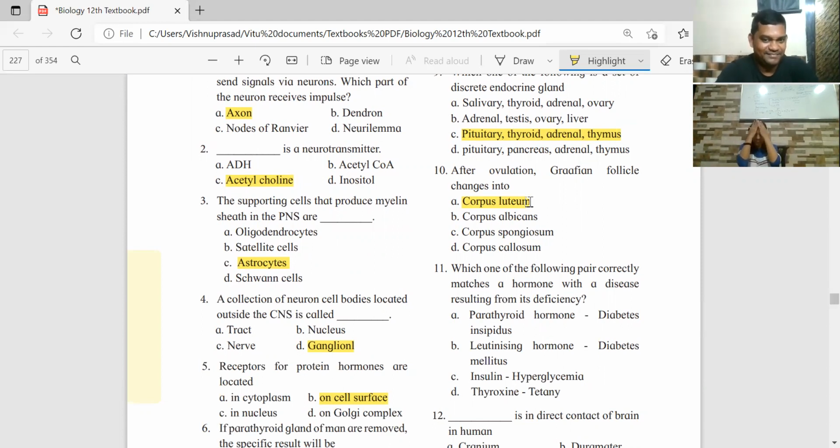Yes. Fine. When the corpus luteum degenerates later, then it turns into corpus albicans. Correct. Corpus callosum is there in the brain between the two cerebral hemispheres. It is located here. Corpus spongiosum is a part of the male reproductive system. It is a part of the penis. Okay, got it. Understood? Next one.